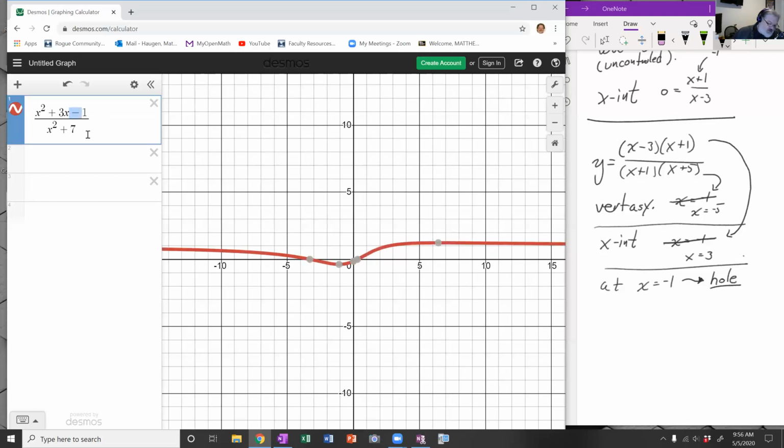If I put a plus, say, 6 there, now it doesn't even have x-intercepts because x squared plus 3x plus 6 is never 0. It has no real zeros of the denominator. So there's no x-intercepts and there's no vertical asymptotes.